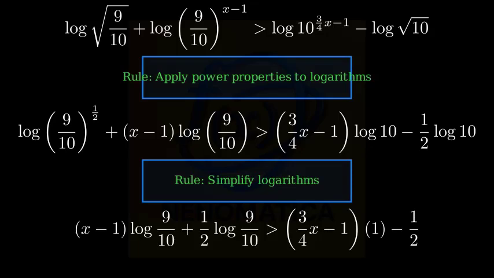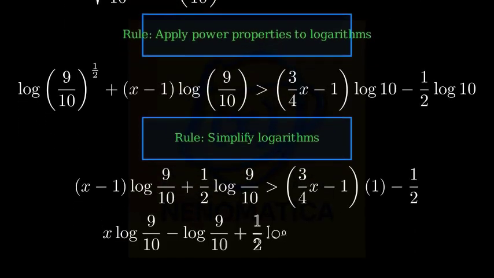This simplifies to x minus 1 times log of 9 over 10 plus 1/2 times log of 9 over 10 is greater than 3/4 x minus 1 minus 1/2. Now, let's expand the left side of our inequality to group like terms.